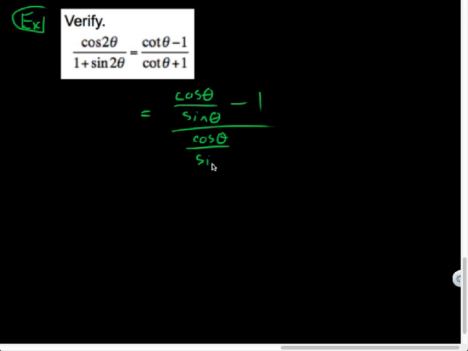Right? Sometimes, when in doubt, rewrite things in terms of sine and cosine. All right, now I've just created a complex fraction here. So what I'm going to do is multiply top and bottom by the LCD of the denominators.